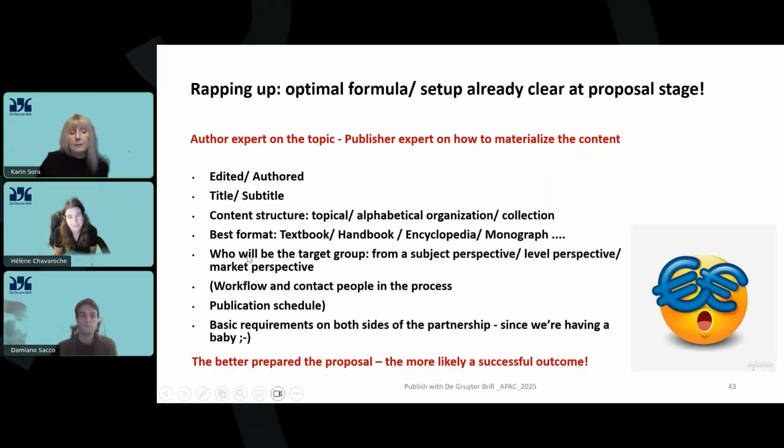It should be clear who will be the target group from a subject perspective, from a level perspective, and from a market perspective. And then in order to avoid disappointments, the workflow, the contact people in the process, and the publication schedule should also be discussed. So the basic requirements on both sides of the partnership should be clear, since we're having a baby. And the better prepared the proposal is, the more likely the successful outcome.